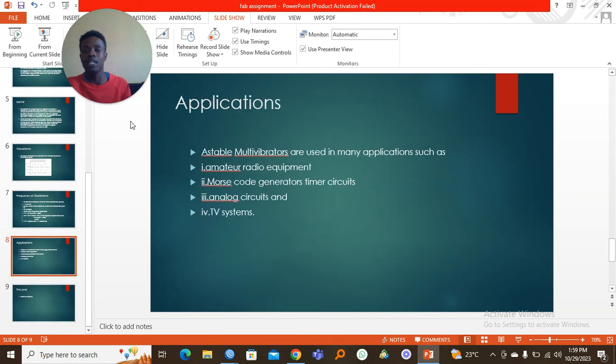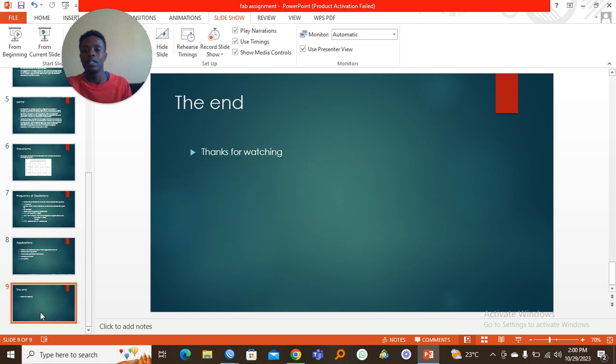Now we have the applications of the Astable Multivibrator. Astable multivibrators are used in many applications such as amateur radio equipment, Morse code generators, timer circuits, analog circuits, and TV systems.